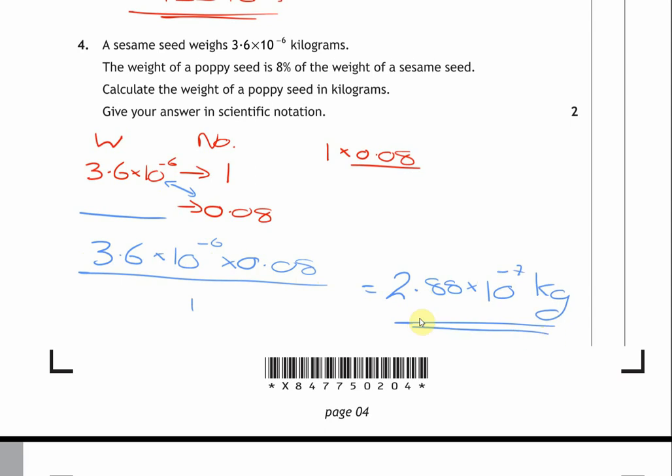And we can always check that that looks correct, because if we multiplied this by 8, then we would see that this value for the poppy seed would be greater than that of the weight of a sesame seed. Now that can't be the case, because a poppy seed is only 8% the weight of a sesame seed. So that means that it must be considerably smaller. And we can see that because the poppy seed is a factor of 10 smaller than the sesame seed. So that's just a check that you can do to make sure that your answer is within an acceptable range.